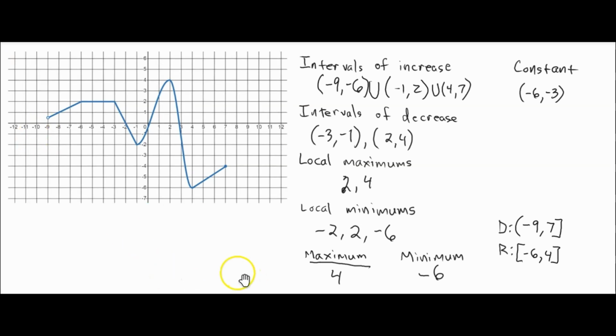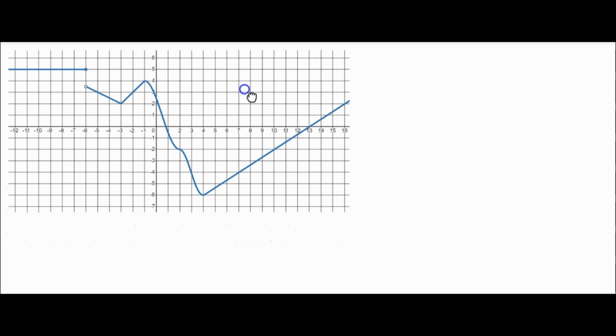All right, let's just do one more example. I've got this one right here. And so if we start with the intervals of increase, now look at this right here. This graph runs off. It goes all the way to negative infinity. And this graph right here, this keeps going up and it goes all the way to positive infinity. So it's going to keep going up and up and up and up, okay? And that's important.